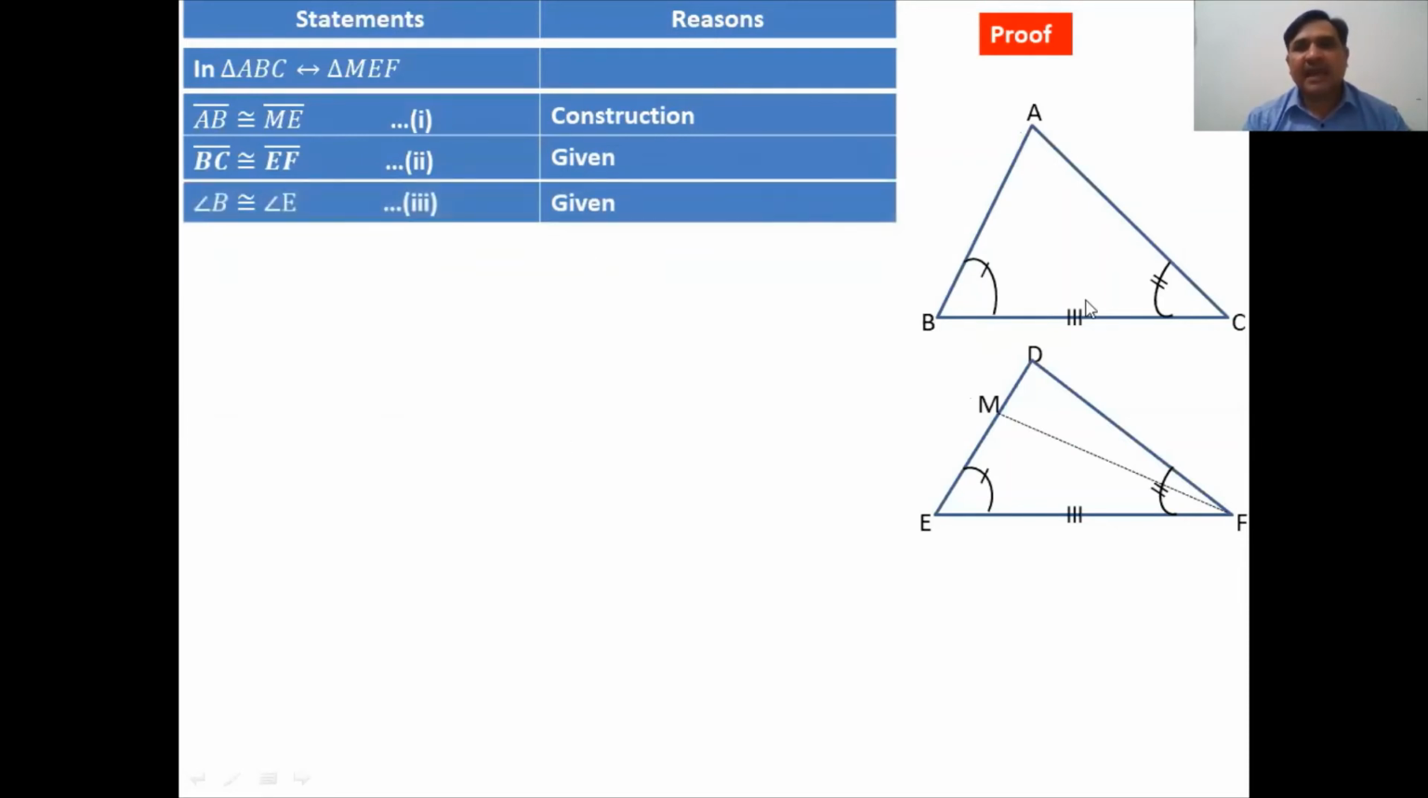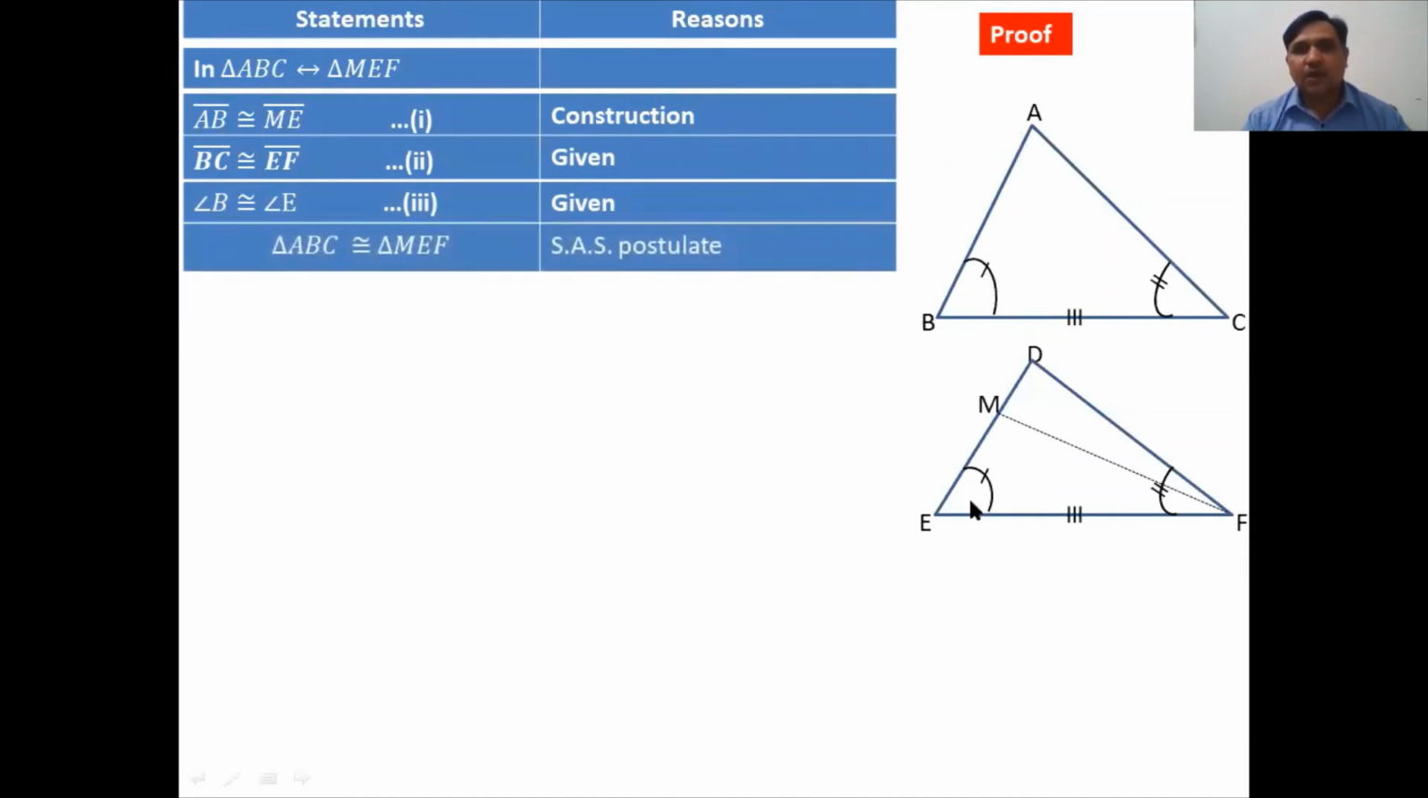Again, the angle B is congruent with angle E. So we can say that we have taken a side, then this angle, and then this angle. So through the side angle side postulate, we can say that triangle ABC is congruent with triangle MEF.